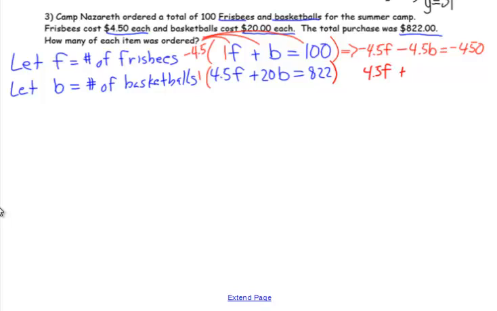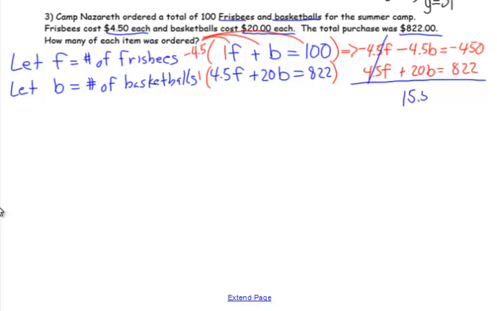4.5F plus 20B equals 822. So remember, first we have to manipulate the coefficients to be the same but opposite. We've done that. Now we can add together to eliminate. Those two are going to add to be 0.